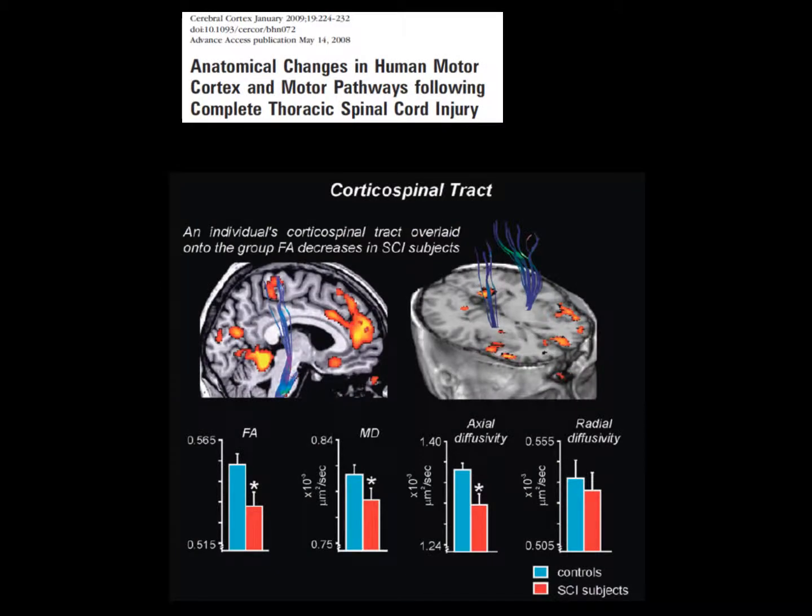One could then use the same procedure to track the corticospinal tract, for example, in a group of patients following spinal cord injury. As has been shown in this investigation, the corticospinal tract displays lower fractional anisotropy and lower mean diffusivity in individuals after spinal cord injury. Now, these measurements could be used to track disease progression or recovery following a traumatic spinal cord injury.